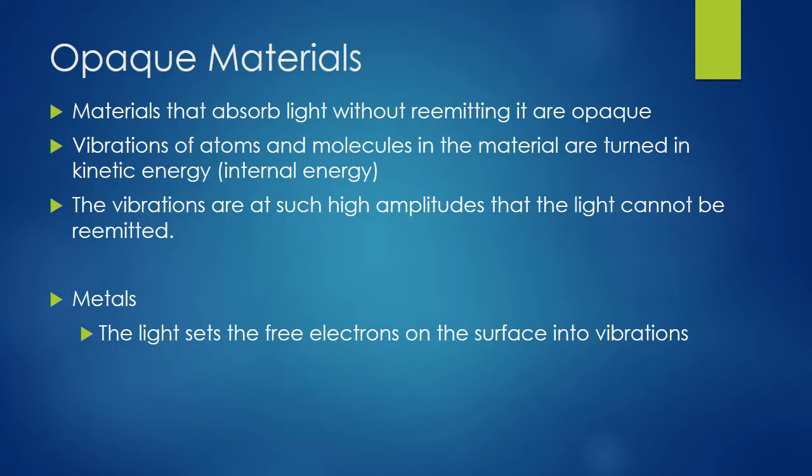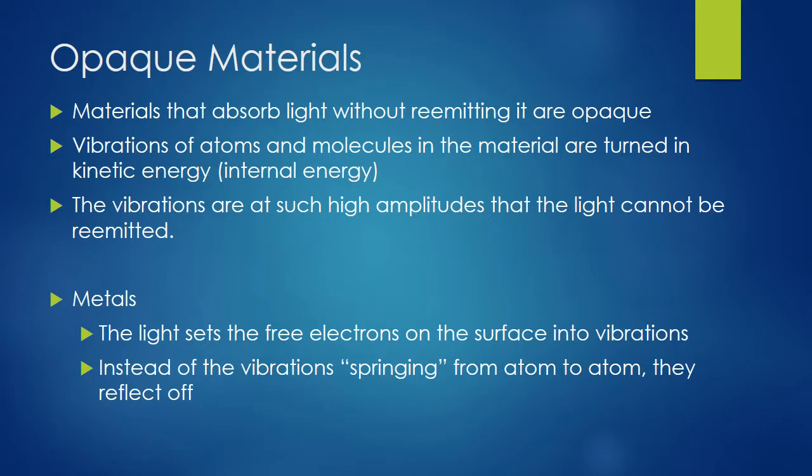So the light, when it hits these electrons, just sends the free electrons into vibrations, and instead of the vibrations bouncing from atom to atom, they just reflect off. So that's why metals appear shiny, because the light is being reflected off of the vibrations of the atoms rather than being absorbed. So when light hits something that is not a shiny object, it is absorbing it and causing the vibrations, but they stay inside the object instead of bouncing back off.